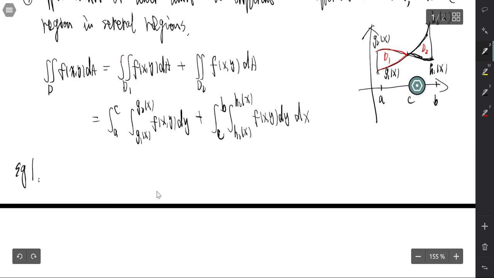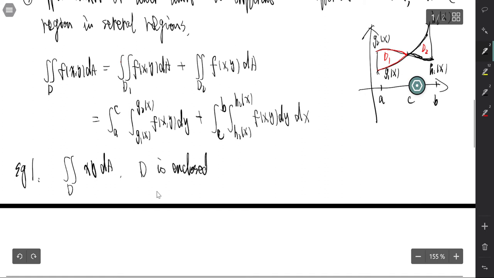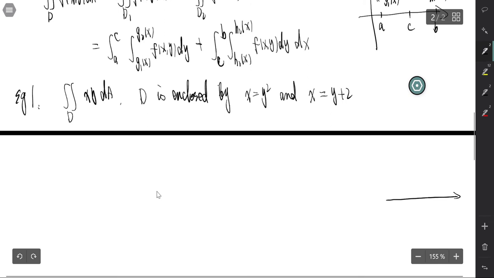some examples. The first one is an integration. We want to integrate x times y dA, where D is enclosed by x equals y squared and x equals y plus 2. Use this step. First, we have to draw the region.